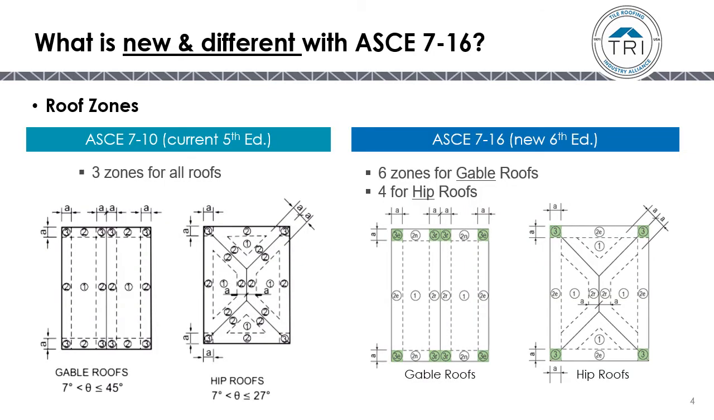Also, another difference with the ASCE 7-16 are the individual roof zones located on a hip and gable roof. In ASCE 7-10, there were 3 zones for all roofs. In the ASCE 7-16, the new 6th edition of the manual, there are 6 different zones for gable roofs and 4 different zones for hip roofs.